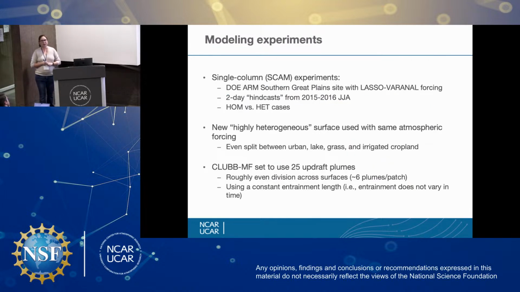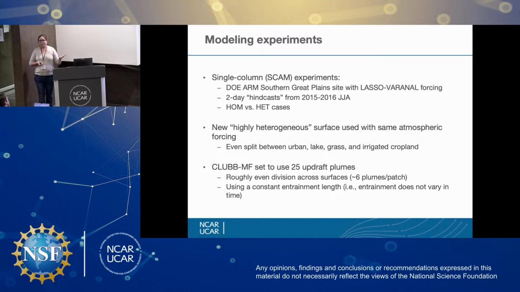We have a series of single column SCAM experiments. They're focused at the ARM Southern Great Plains site, and we're looking at the warm season, 2015 and 2016, June, July, and August. That's when land atmosphere coupling tends to be stronger in that region. What I will note is that the Southern Great Plains site by itself is actually fairly homogeneous. It's mostly grasses and crops, not the most interesting surface. So what I've done is define this new highly heterogeneous surface. It's a bit more of an idealized case, but we're using that grid cell I showed you previously. We're evenly dividing the grid cell between urban, lake, grass, and irrigated cropland, and initializing plumes over those.